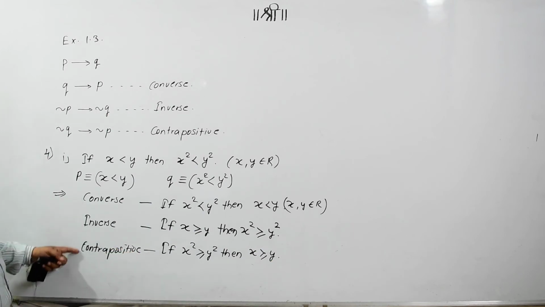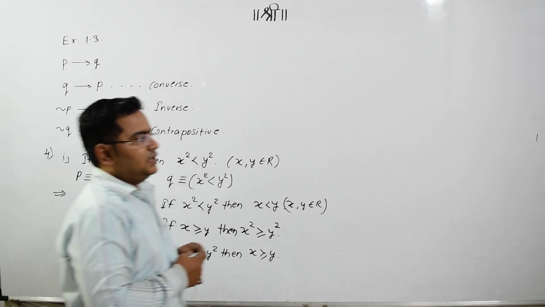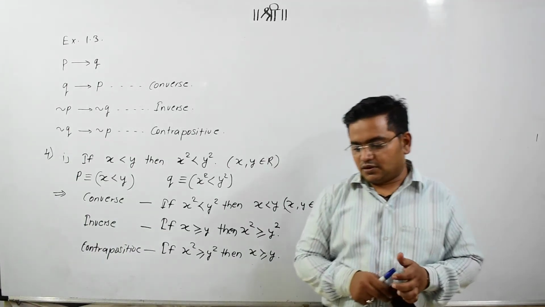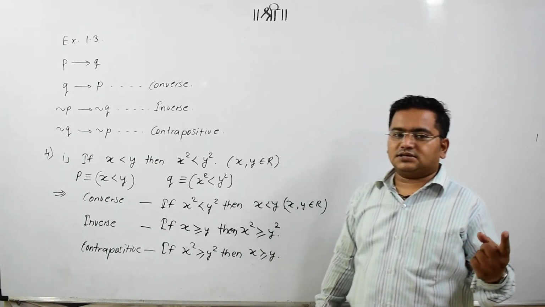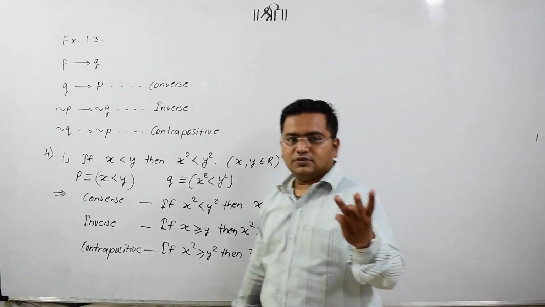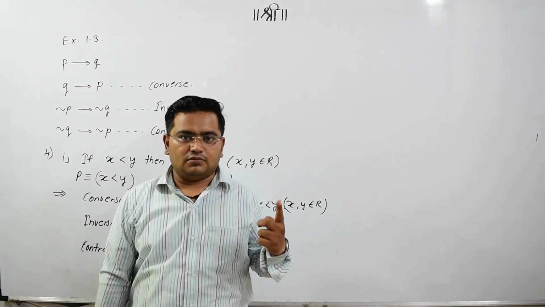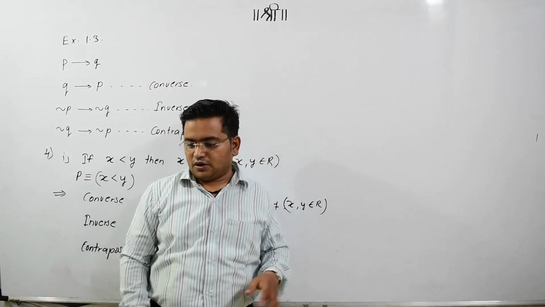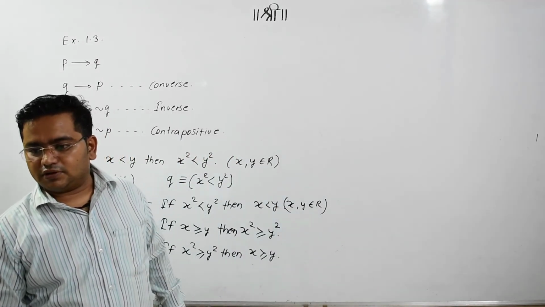And this will be asked for only 2 marks or 3 marks, not more than that. So they will ask either find the converse or inverse or contrapositive. Out of these 3, they will ask only one term to find. Hope you understood. Now let's move to our further question.